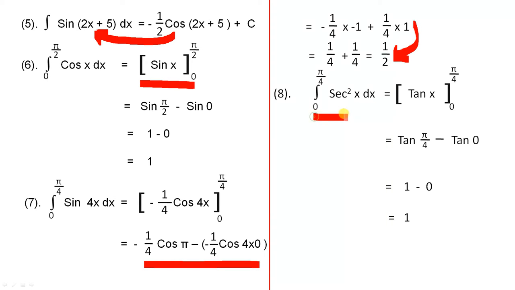When you integrate that side there, you get that as the answer. When we substitute the limits in, tan pi over 4 minus tan 0 is 1 minus 0, which is 1.